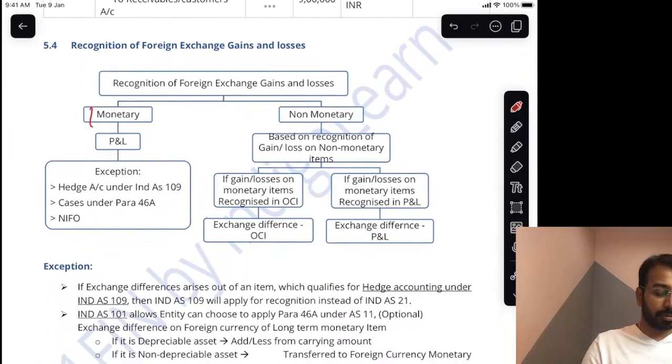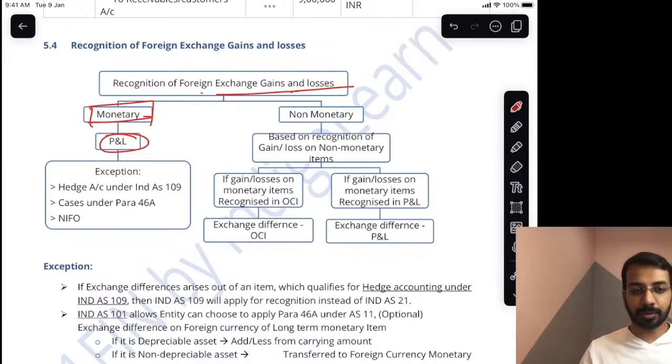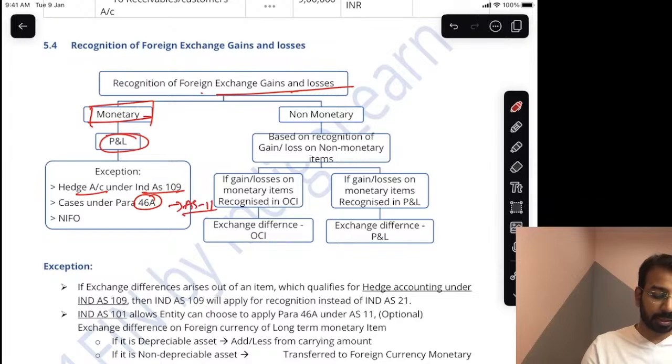If there is a monetary item and there is a foreign exchange gain or loss, you will account for it in P&L directly. Exception: Ind AS 109, if there is paragraph 46A applicability as per AS 11, under AS 11 you will do that, and in case of non-integral foreign operations. Okay.